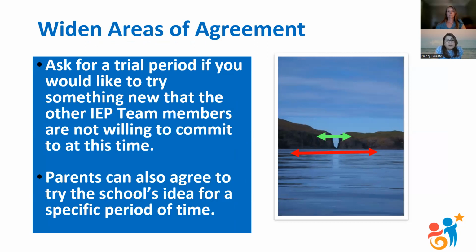However, there are areas of agreement that we can always come to. For instance, we can ask for a trial period if the team is not convinced that you have a valid point, but at least ask them to try your idea before it's implemented on the IEP. Sometimes it can get you far. As parents, we can also agree to try the school's idea for a specific time. Let's say, let's try this for 30 days or a certain number of weeks, and then let's reconvene to analyze progress.